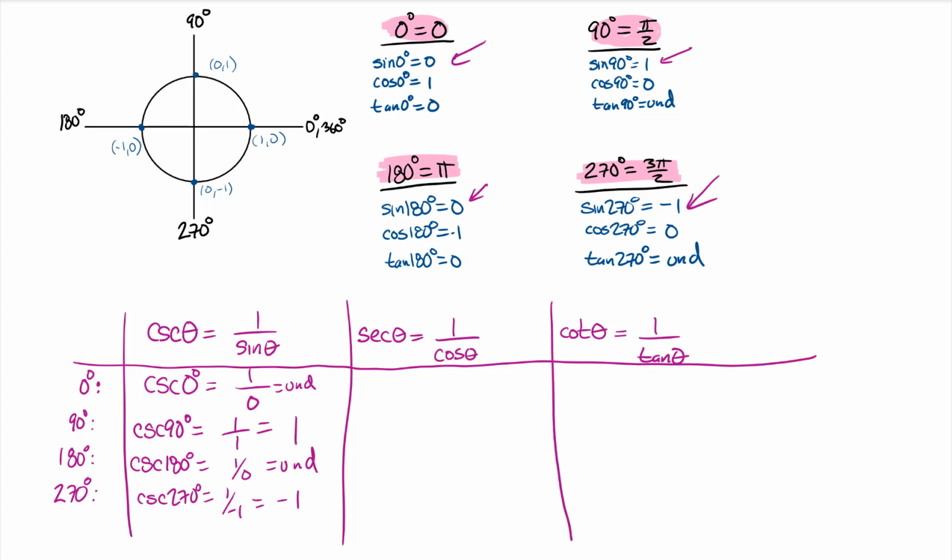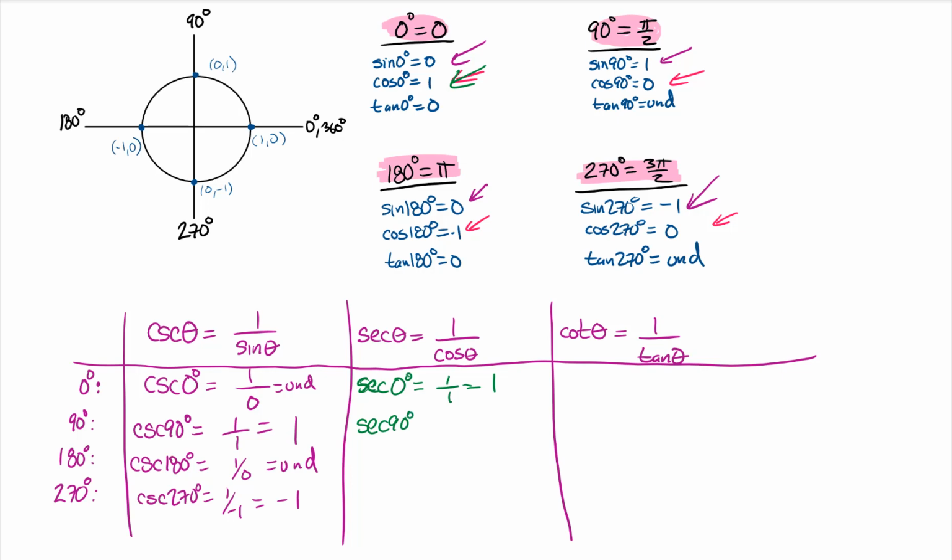And now we could go around with the secants, where we're just going to be looking at our cosine values: 1 divided by that number for each one of these angles. So let me change my color up. So secant of 0 degrees is 1 over whatever cosine is. That's 1.